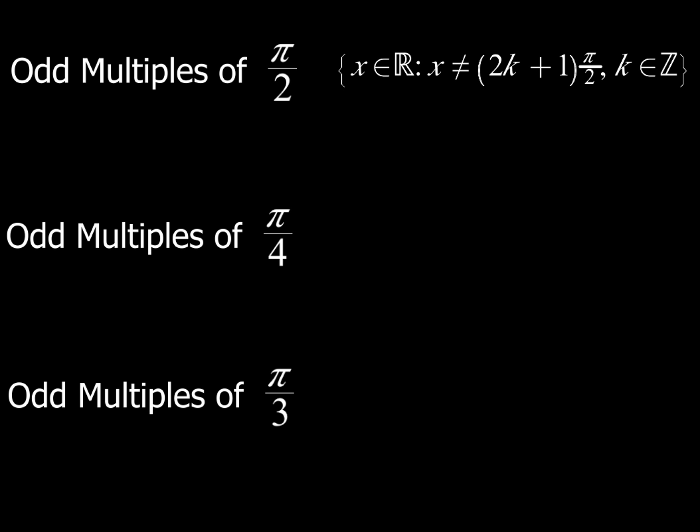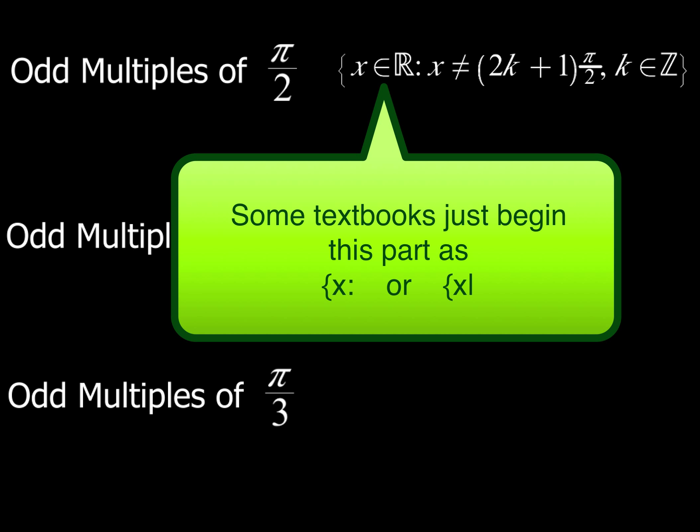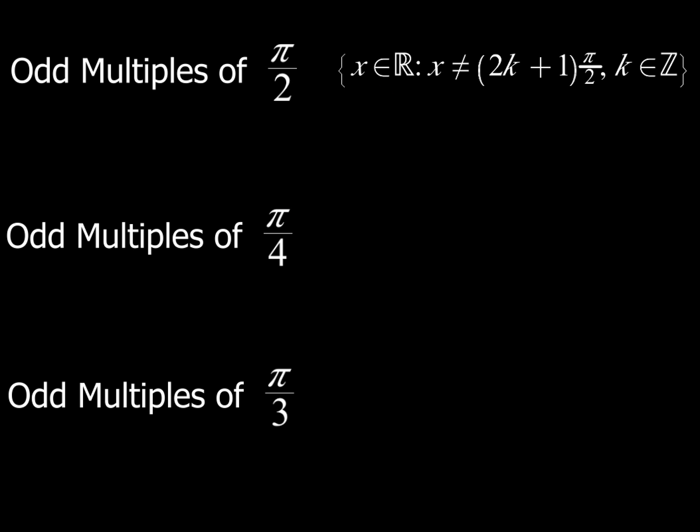You would say x is an element of the real numbers. So that funky symbol with the R just means all real numbers. So x can be any real number except 2k plus 1, because that's the odd multiple part, and then pi over 2. But then you have to state that k is an element of the set of integers, which is represented by k and then the element symbol and then the symbol for the set of integers. That's all there is to it. Some textbooks will use n, some will use k, but you get the general idea with that.